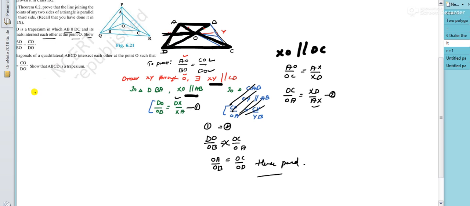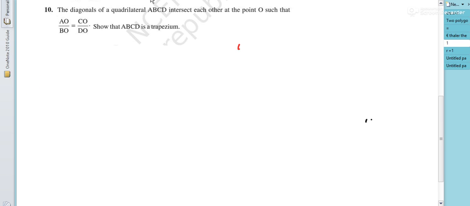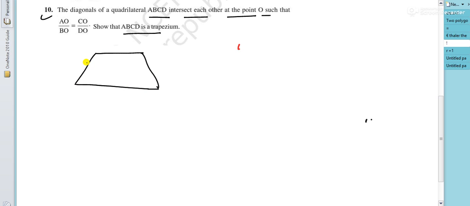Now moving to the last question, and it is similar. Yes, so question number 10 says the diagonals of a quadrilateral ABCD intersect each other at point O such that AO by BO equals CO by DO. Show that ABCD is a trapezium. So it is a similar question. So we have to draw a rough figure of four sides like this. Okay, and they have given this as A, B, C, and D.